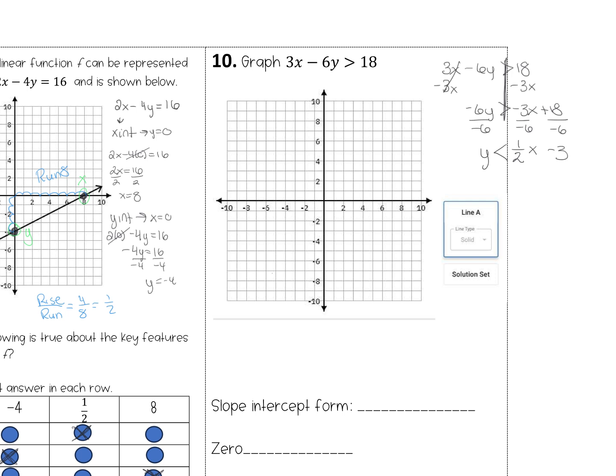So this is my y-intercept. So my y-intercept is negative 3. It's right there. My slope is up 1 over 2. So go up 1 and over 2. And you only have to do it for 2 dots. Eduphoria will then put your line down. And then we have to pick right here, solid or dotted. In the drop down, you will pick dotted.